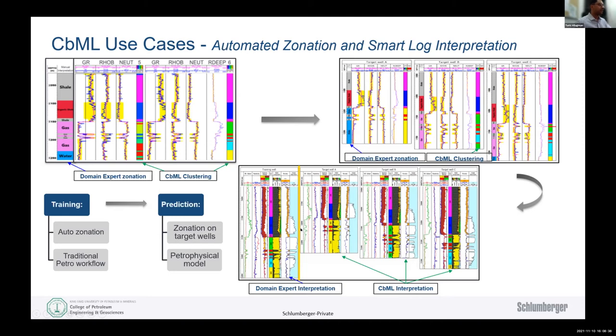And lastly here, I'm showing the petrophysical interpretation that was done by the domain expert on this training well here, and the petrophysical interpretation that was done by CBML. This petrophysical interpretation was fed into the training. The model was saved, and it was predicted on these target wells. And we can see good results between the CBML interpretation and the domain expert interpretation.